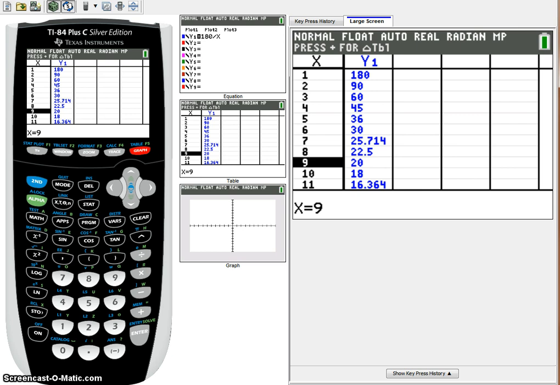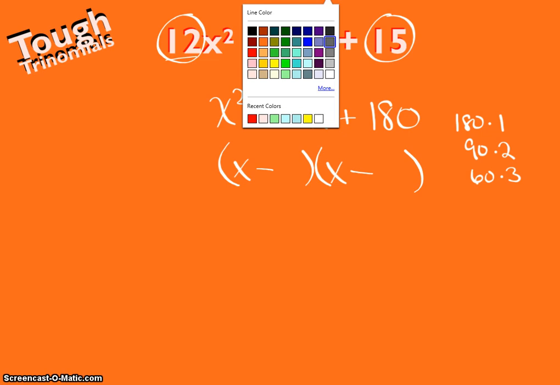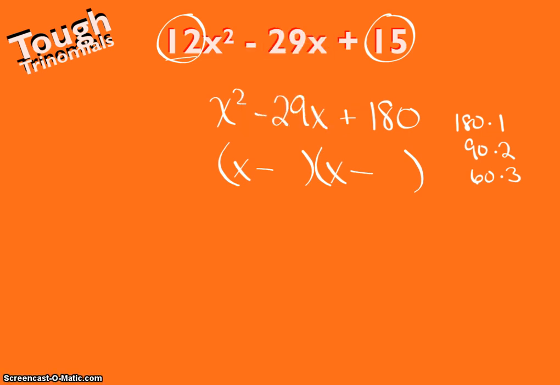So I go back to my work here, and I get, let me get my color back, I get 20 and 9. And it works out that they're both negative, because when you multiply two negatives, you get a positive. When you add two negatives, you get a bigger negative.